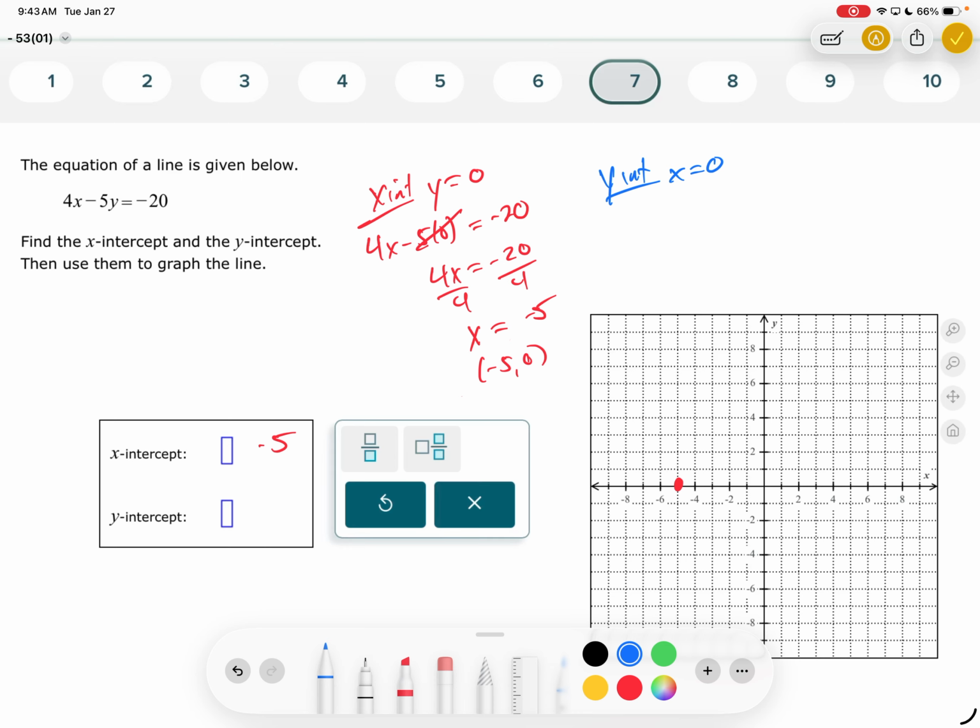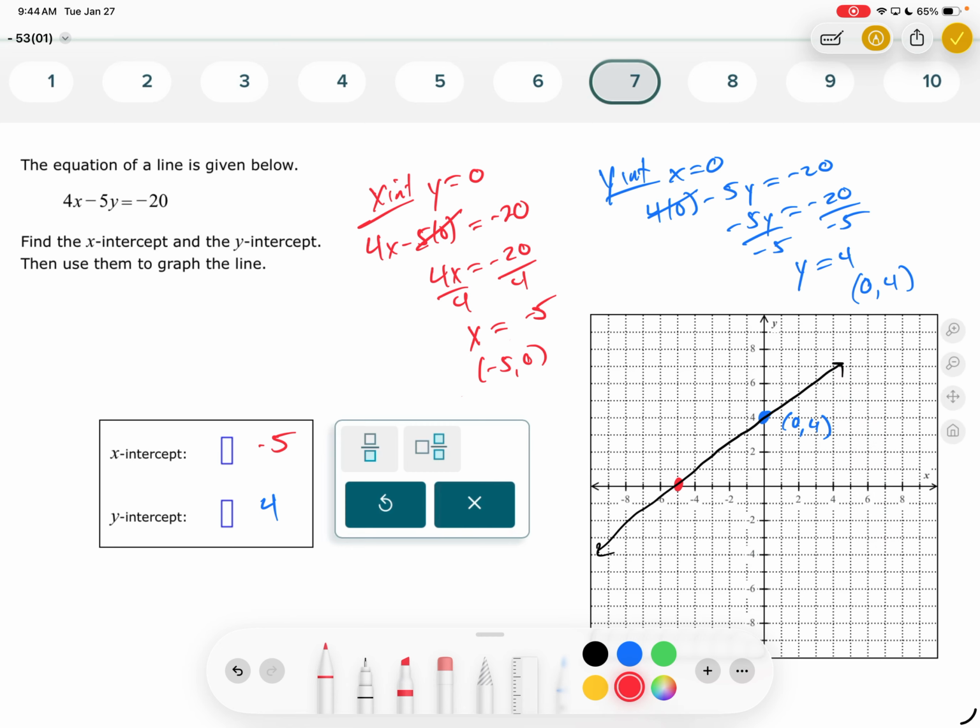And then go do your y-intercept. For your y-intercept, you make x be 0. 4 times 0 minus 5y equals negative 20. 4 times 0 is just 0. So you have negative 5y equals negative 20. Divide by negative 5, and y equals 4. So that is the point (0, 4). And now I have 2 points, so I can graph it. So we have (0, 4) and (-5, 0).